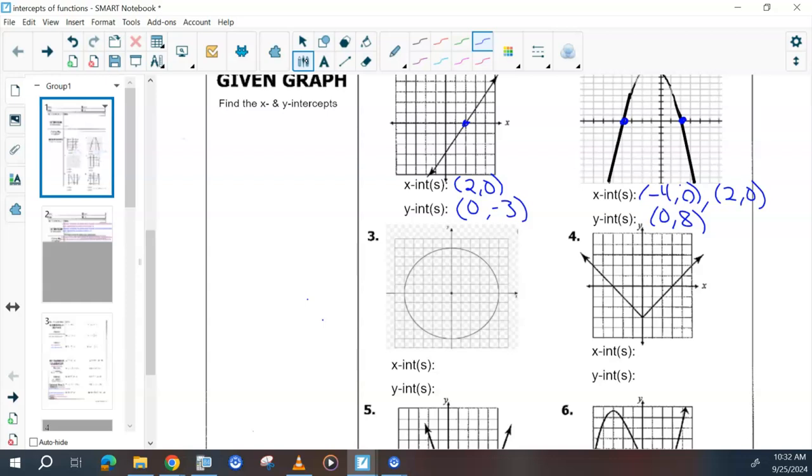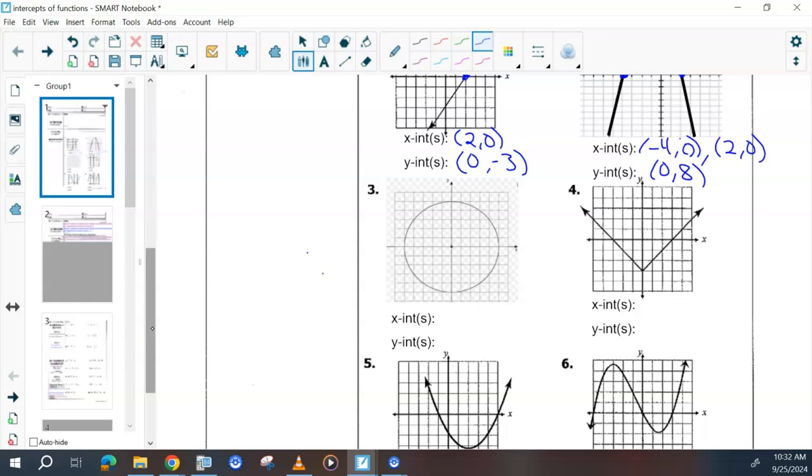For which one? For the x-intercept or for the y-intercept? For the x, okay. 5 and negative 5. How would we write those two ordered pairs?